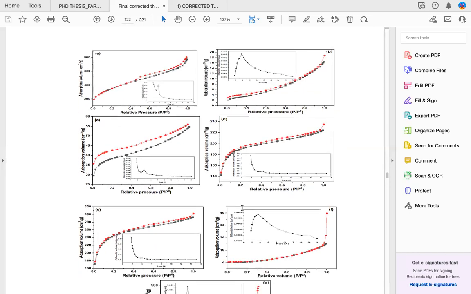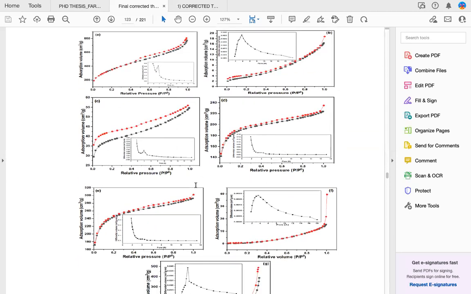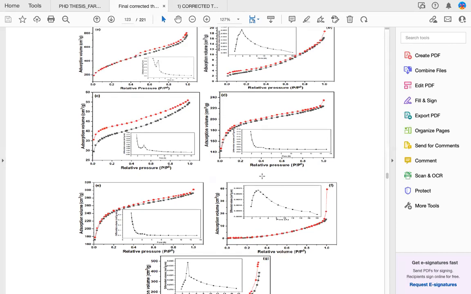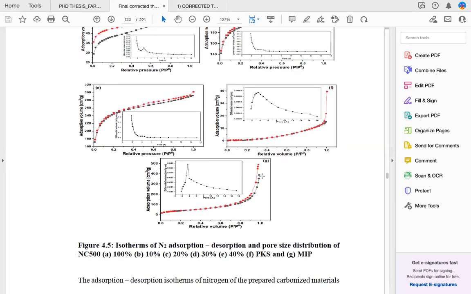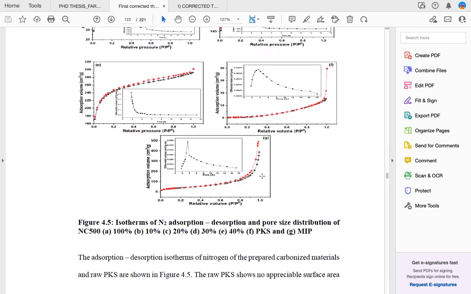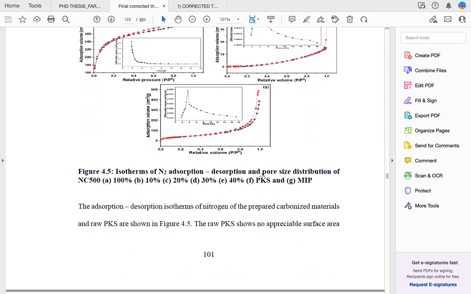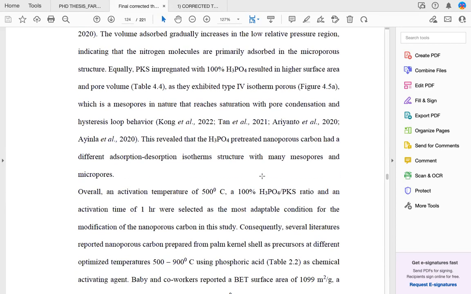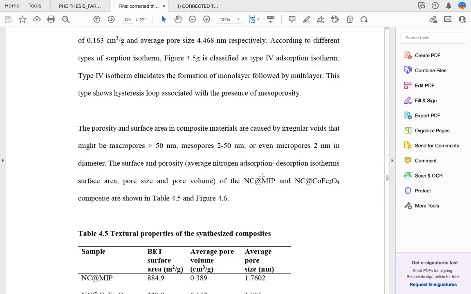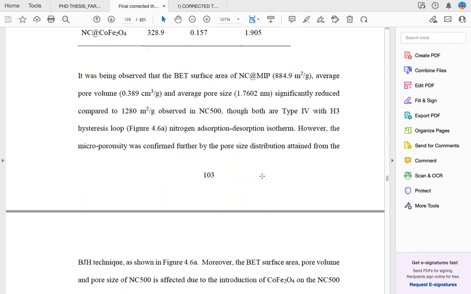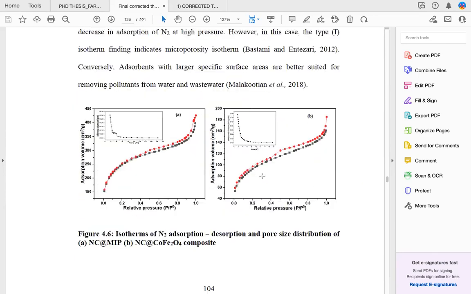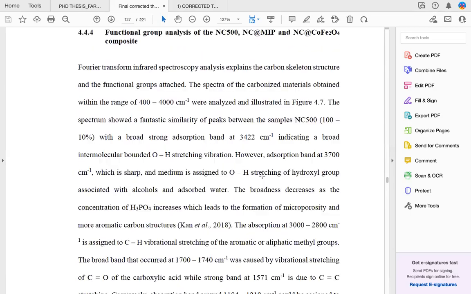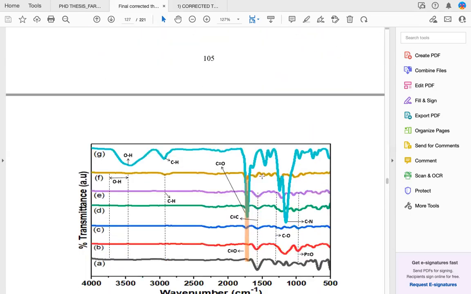Okay, so in the BET explanation, the adsorption and desorption isotherms are very important. I'm not going to talk about this, but I'm just going to show you the BET, and this is very important for characterization. And let's go to other things that you can have an advantage from.